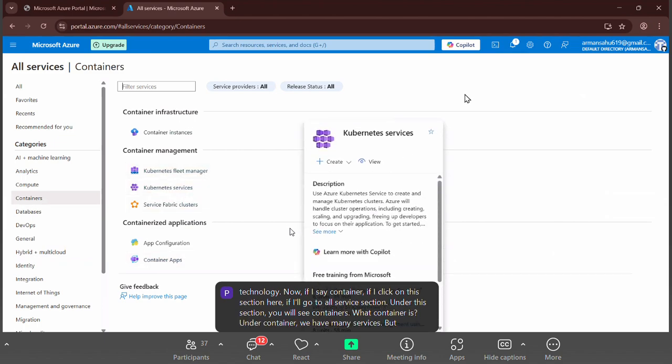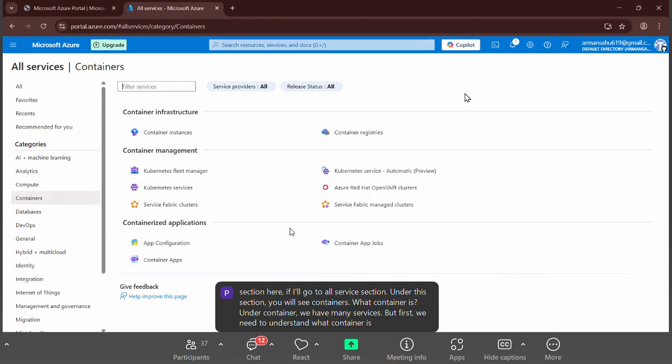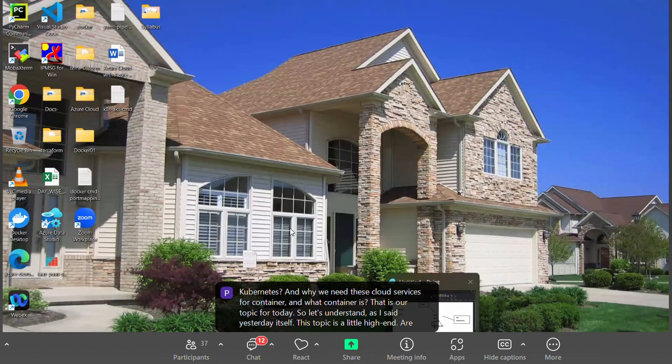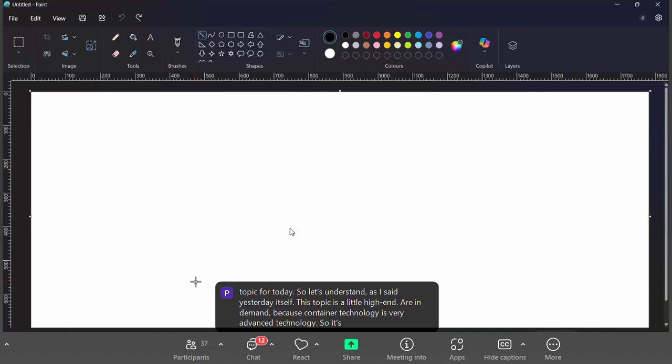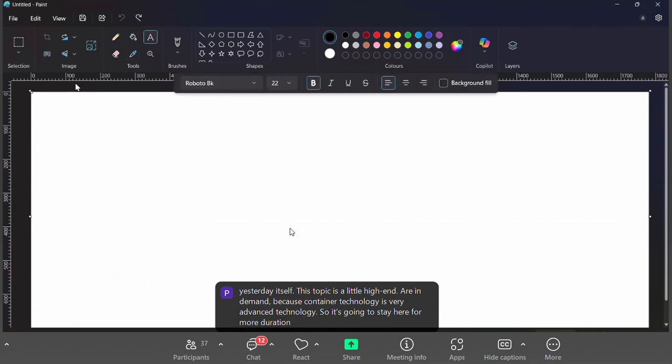But first we need to understand what a container is, and I think many of you have heard about Docker and Kubernetes. Docker and Kubernetes work on a technology called container. So why do we need Docker? Why do we need Kubernetes? And why do we need these cloud services for containers, and what is a container? That is our topic for today. As I said yesterday, this topic is a little high-end and in demand, because container technology is a very advanced technology. It's going to stay here for a longer duration of time.